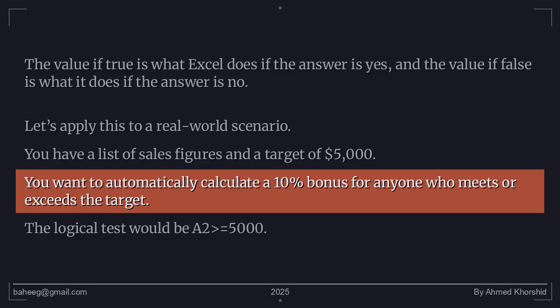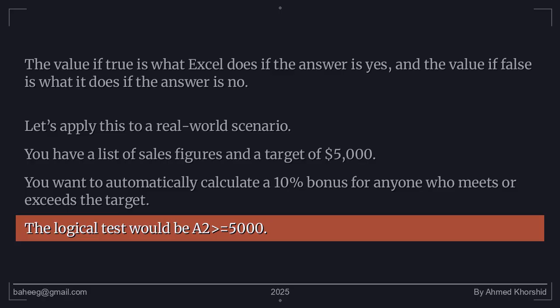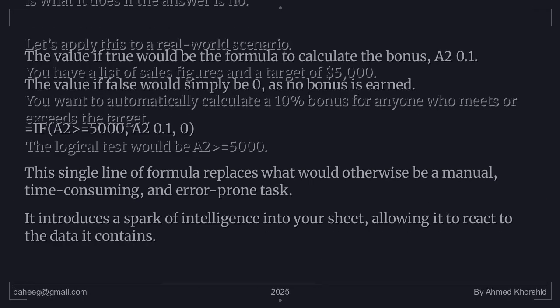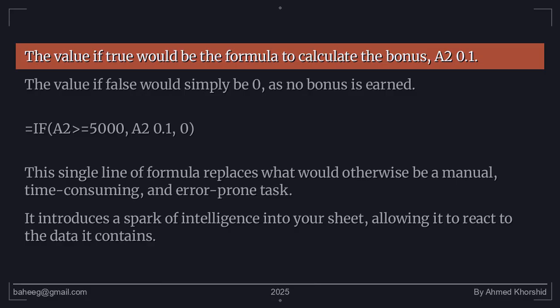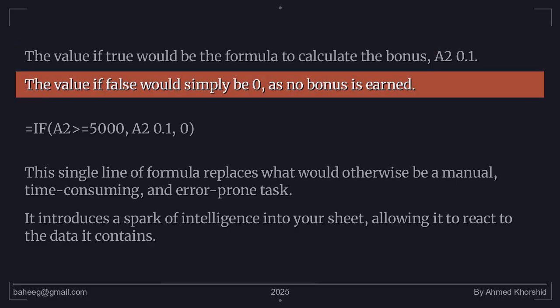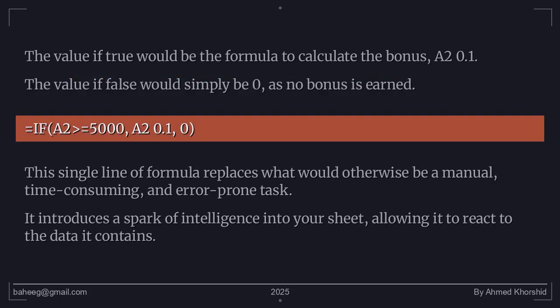You want to automatically calculate a 10% bonus for anyone who meets or exceeds the target. The logical test would be A2 >= 5,000. The value if true would be the formula to calculate the bonus, A2 * 0.1. The value if false would simply be 0, as no bonus is earned. =IF(A2>=5000, A2*0.1, 0).